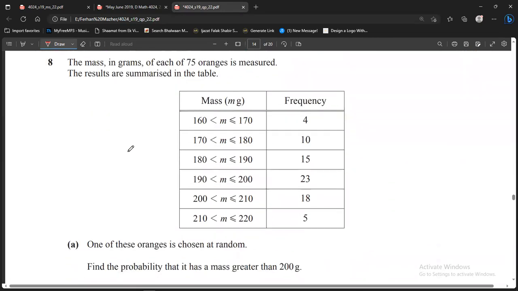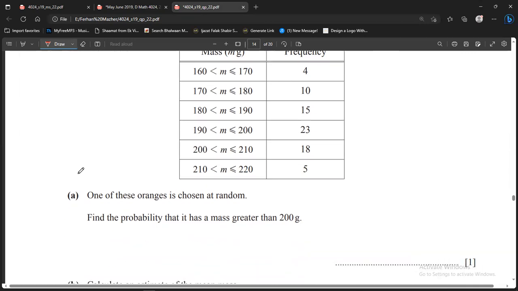Okay, so we are going to the next question, question number 8. It says the mass in grams of each of 75 oranges is measured. The results are summarized in the table. 160 to 170 grams, 4 oranges; 170 to 180, 10 oranges; 180 to 190, 15 oranges; 190 to 200, 23 oranges; 200 to 210, 18 oranges; 210 to 220, 5 oranges. So the classes are given, and the frequency is given.